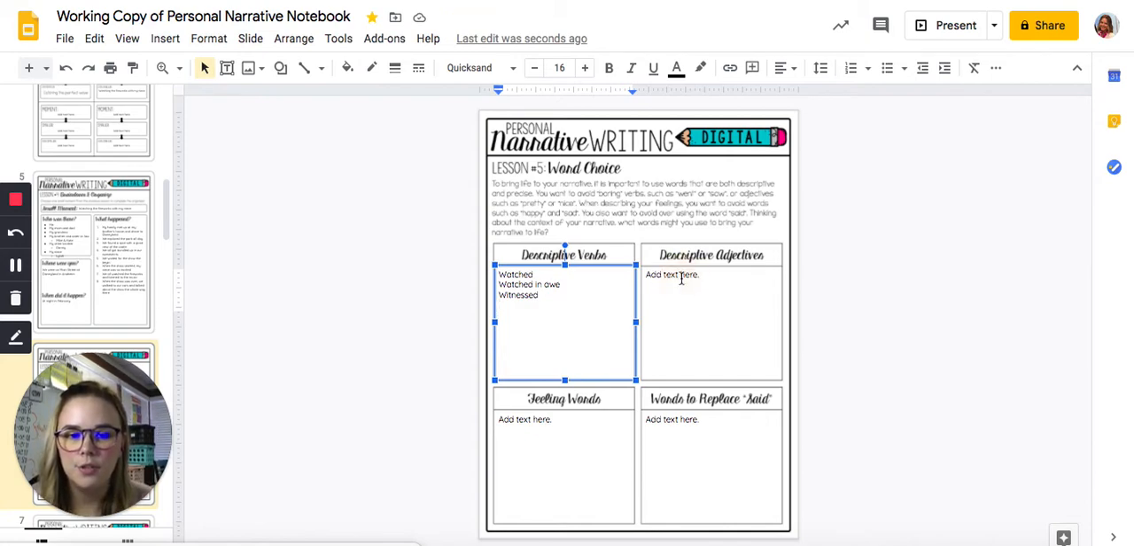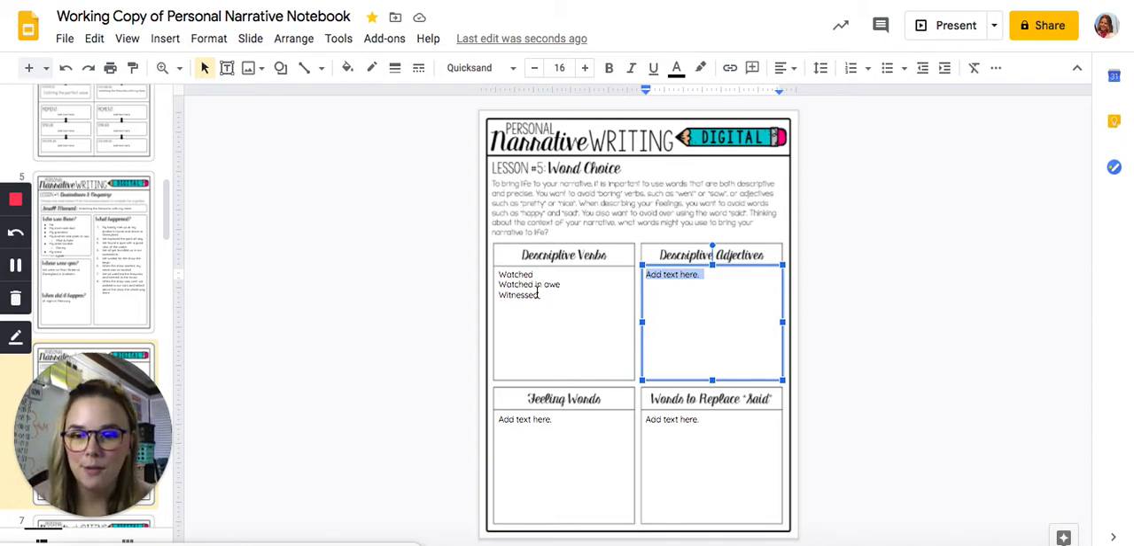Then I can switch over to descriptive adjectives. If we remember, my narrative is going to be about watching the fireworks with my niece the first time that we met her before she was adopted. So some descriptive adjectives I might use are glittery. I'm thinking about the fireworks. They're glittery. Sparkly. Another adjective I might use is loud or booming. I might use cramped because the space was very cramped since there was a lot of us.